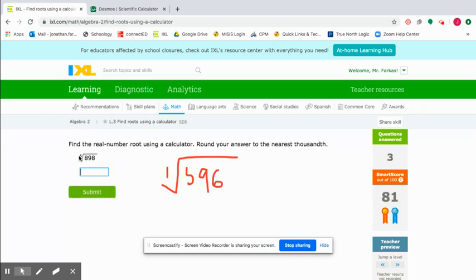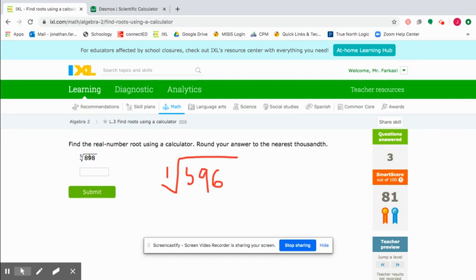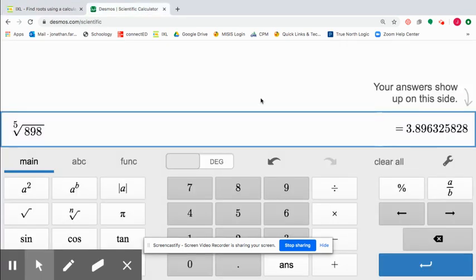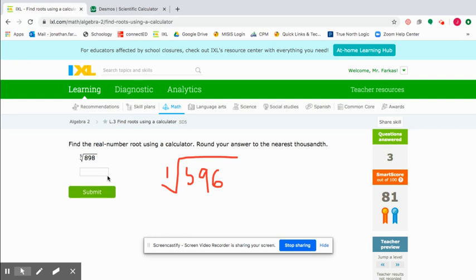All right, let's try one last one. This is the 5th root of 898. So you can just change this index to a 5 and change this to 898. Let's check that that's correct. And our value is 3.896, tenths, hundredths, thousandths. We look at the next digit, and since it's lower than a 5, we keep it the same. So our answer will be 3.896.